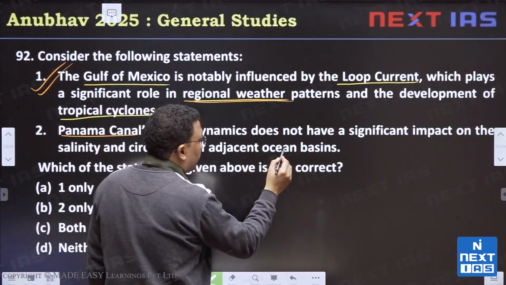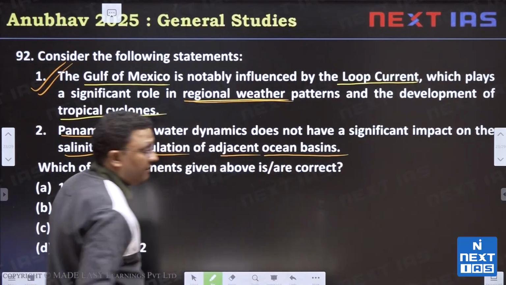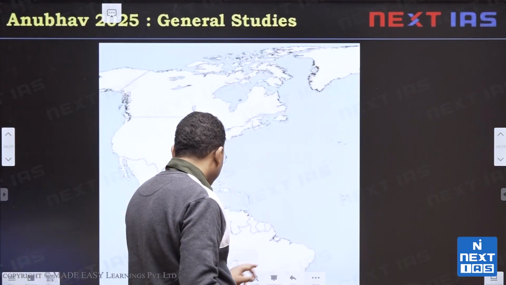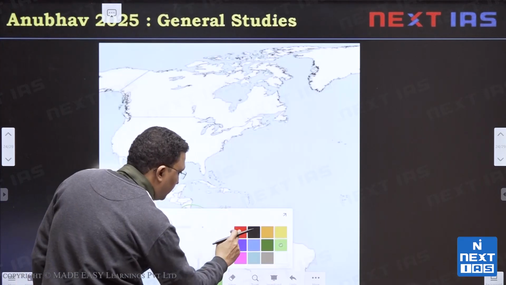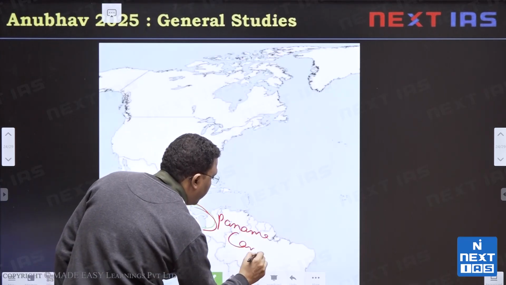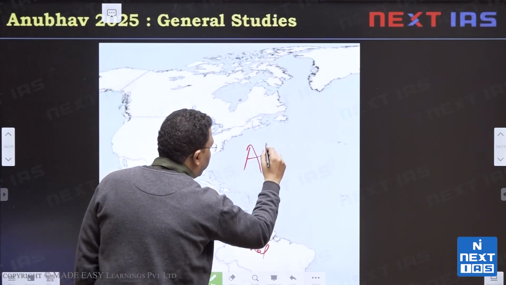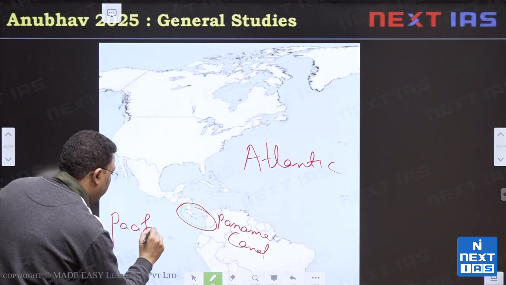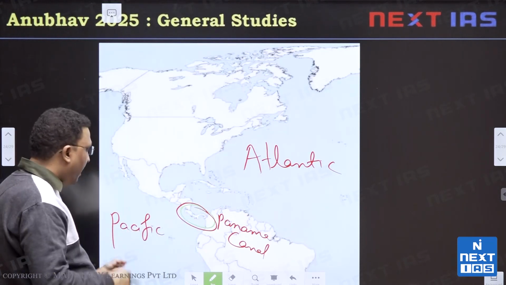Panama Canal's water dynamics does not have a significant impact on salinity and circulation of adjacent ocean basins, right? This is also a correct statement. Let's see how. If you see, this is the Panama Canal, which is located between North America and South America, and it joins two ocean basins. First is the Atlantic Ocean basin, and second is the Pacific Ocean basin, right?